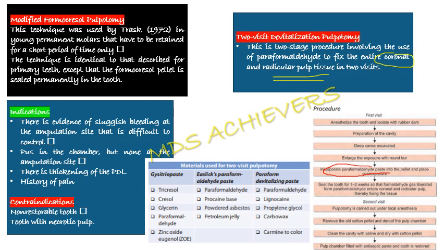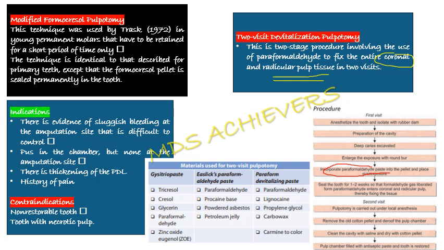formaldehyde gas that is liberated from the paraformaldehyde enters the coronal and radicular pulp, thereby fixing the tissues. And then in the second visit, the pulpotomy is carried out under local anesthesia. Remove the cotton pellet and deroof the pulp chamber, clean the cavity with saline and dry with a cotton pellet, fill the pulp chamber with an antiseptic paste, and restore the tooth. That is, we are doing the pulpotomy in the second visit, only with the help of paraformaldehyde.